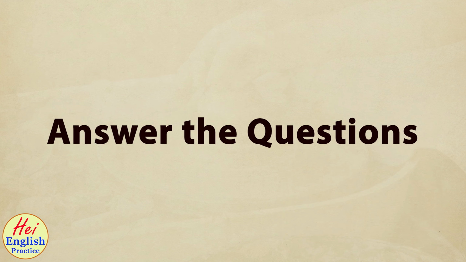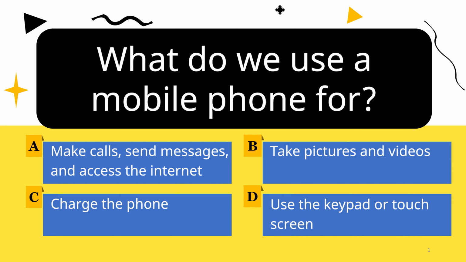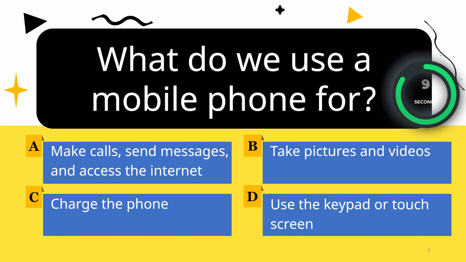Answer the questions. Question 1. What do we use a mobile phone for? A. Make calls, send messages, and access the internet. B. Take pictures and videos. C. Charge the phone. Or D. Use the keypad or touchscreen.